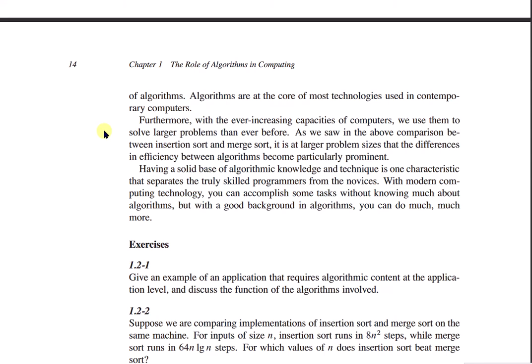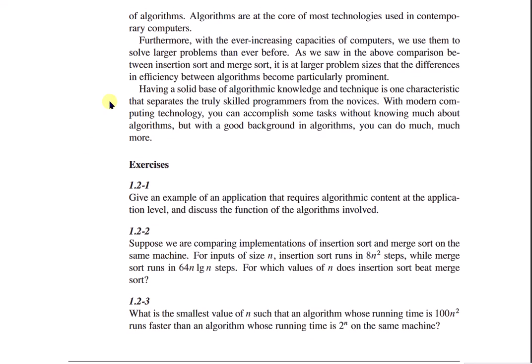As we saw in the above comparison between insertion sort and merge sort, it is at larger problem sizes that differences in efficiency between algorithms become particularly prominent. Having a solid base of algorithmic knowledge and technique is one characteristic that separates the truly skilled programmers from the novices. That is what I am aiming for. I am trying to gain the knowledge in this book so that I become a better programmer. With modern computing technology, you can accomplish some tasks without knowing much about algorithms, but with a good background in algorithms, you can do much, much more.